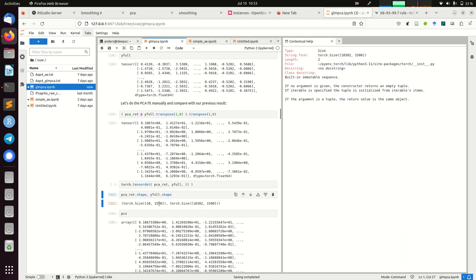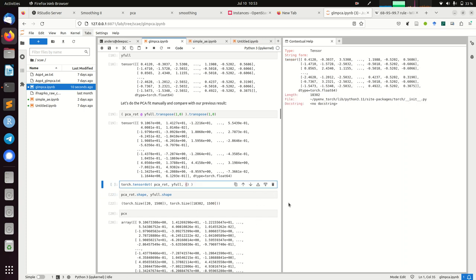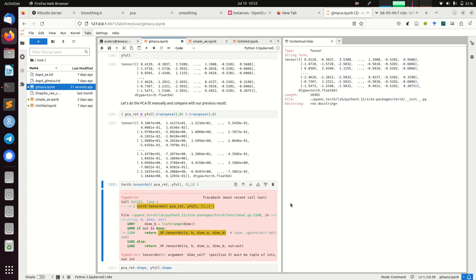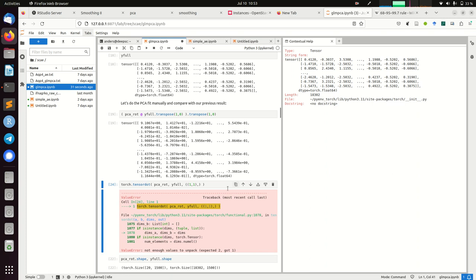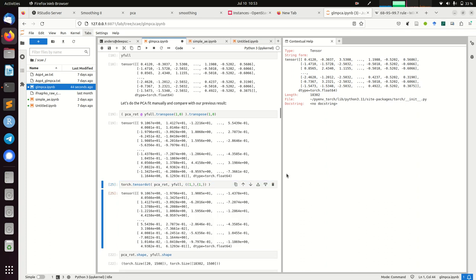So you see here, I want to contract over these indices because they belong to each other. 1500, 1500. So I tell this thing, contract the second, or number one, because we start counting by zero, so contract one with one. It must be a tuple of ints, not int. I think I have to make it like this. Not enough values to unpack. One comma, or was it like this? I think it was, yes, exactly.